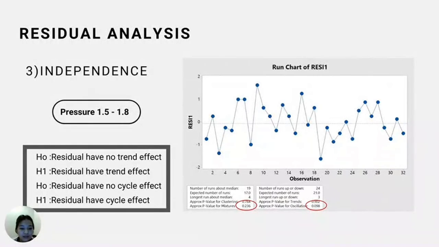Next, test for independence. We only check the p-value for trend and for oscillation. If the p-value is more than alpha, we assume that we fail to reject hypothesis H0. So the residuals have no trend effect and no cycle effect.